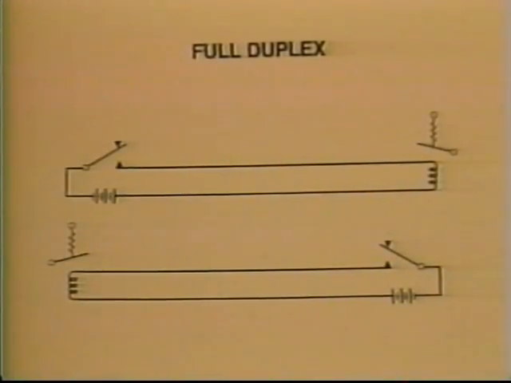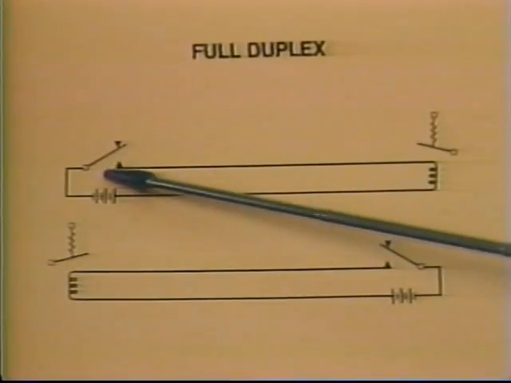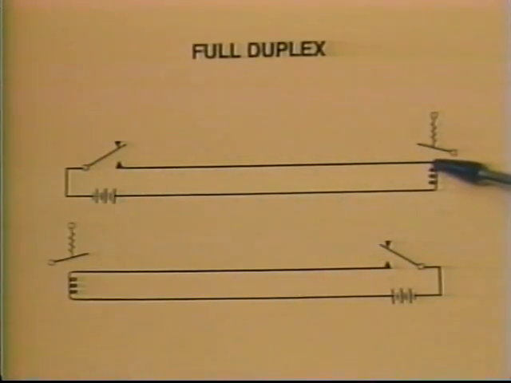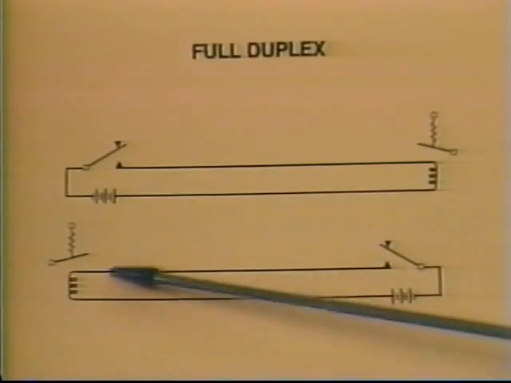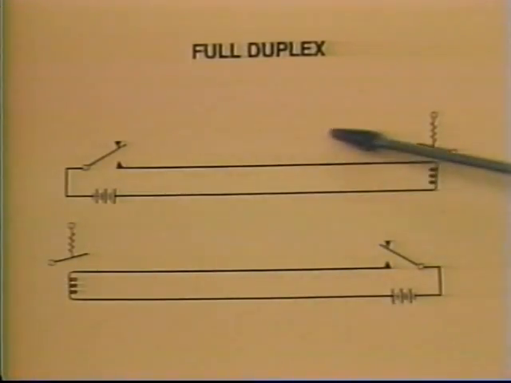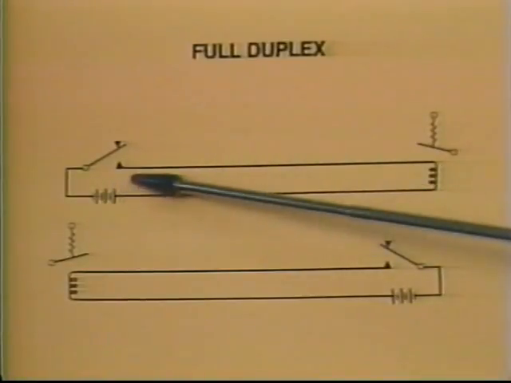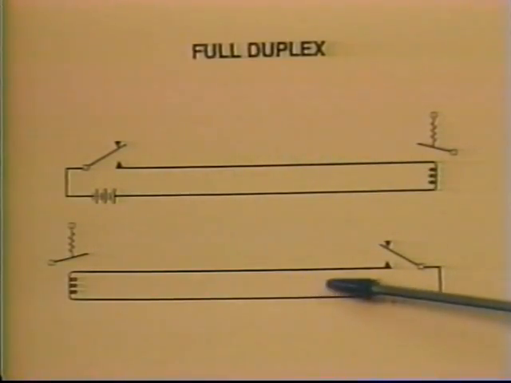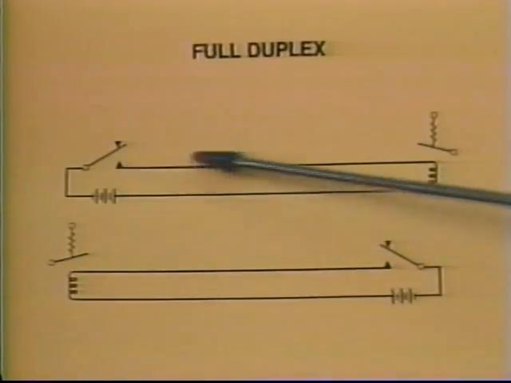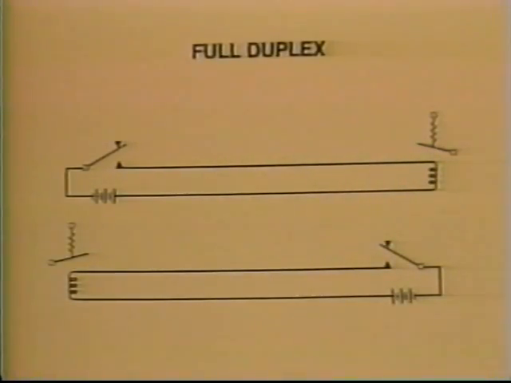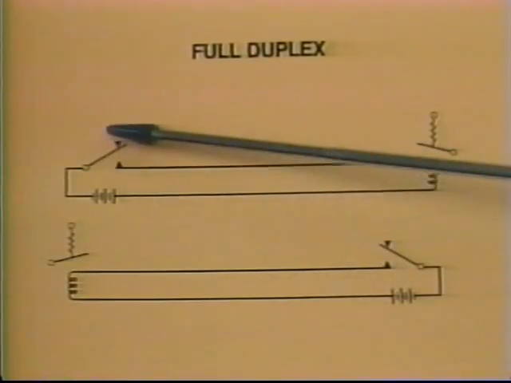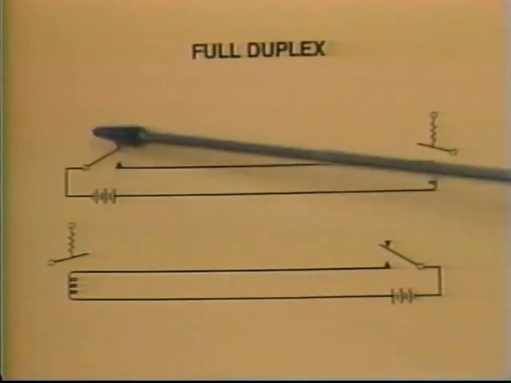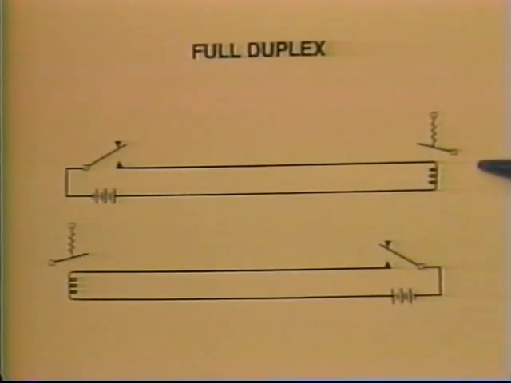This is a full duplex circuit. In this case, an operator here can send a message to this sounder, and an operator here can send a message to this sounder. Since each of these links is across its own transmission path, what we have is the capability of being able to send messages in both directions at the same time. Now, in reality, to operate this circuit would take two people at each end, one copying messages and one sending messages. But with the full duplex circuit, we can send in both directions at the same time.